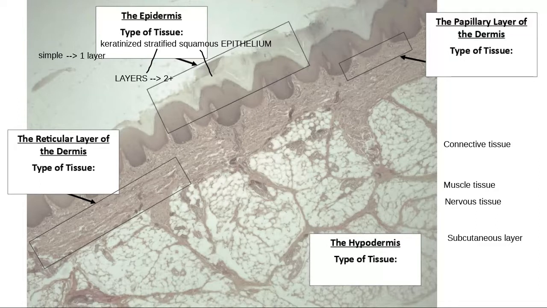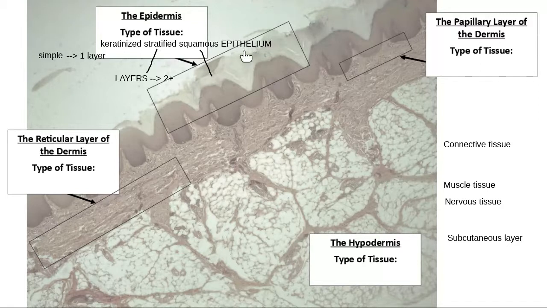You would not want to have simple epithelium on the outside of your body because there would just be 1 layer of cells. And if you ever bumped into something or ever scratched something, you would have no epithelium left. So it's really good for us to have multiple layers on the outside of the body.